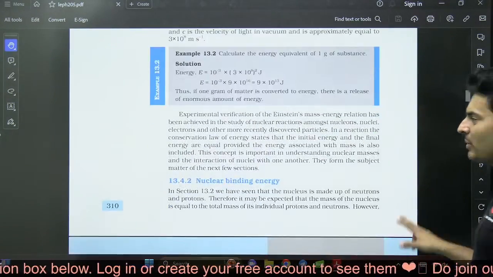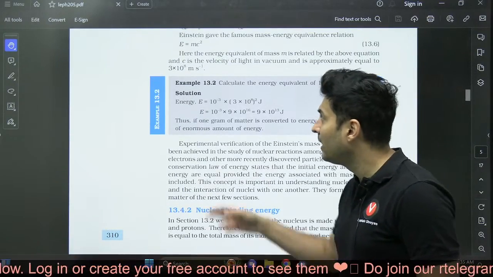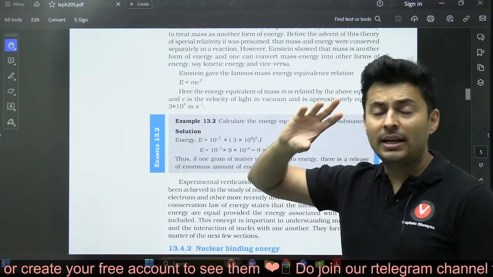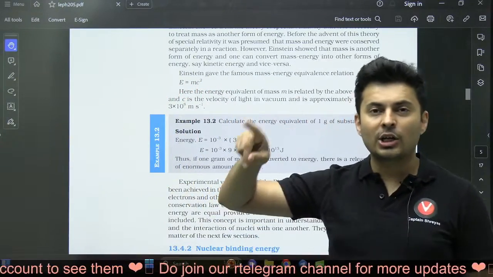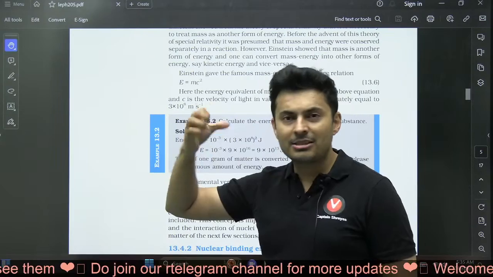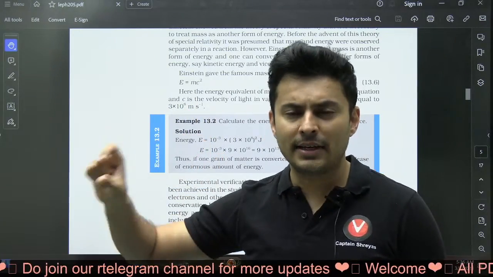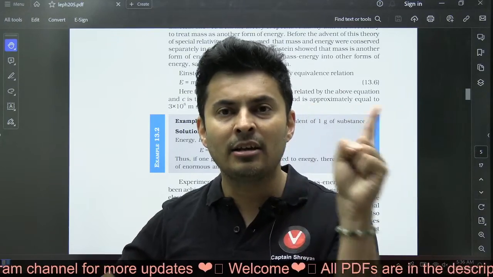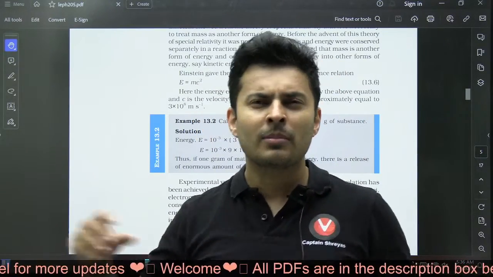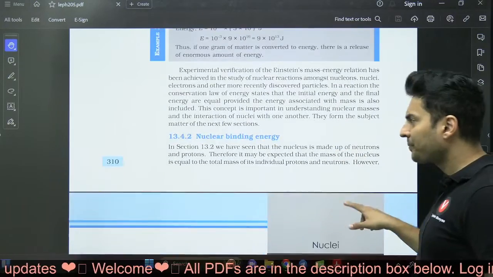E is equal to mc square. m is the mass, c is the speed of light. Okay, by the way, you can also write energy in terms of mass defect in electron volt. So the energy which is released or absorbed is the mass defect, or the mass which is destroyed or created, times 931 mega electron volt. That is a more useful formula.